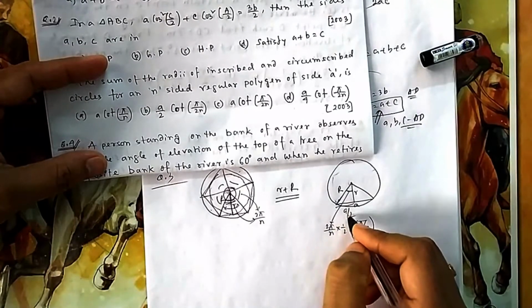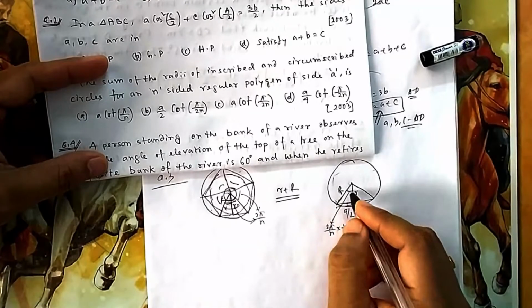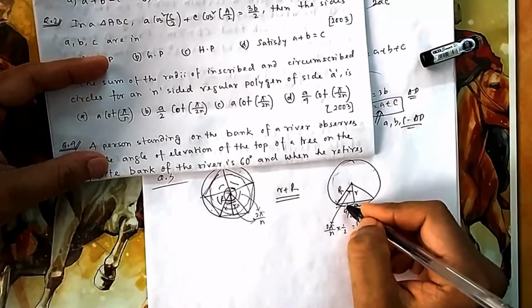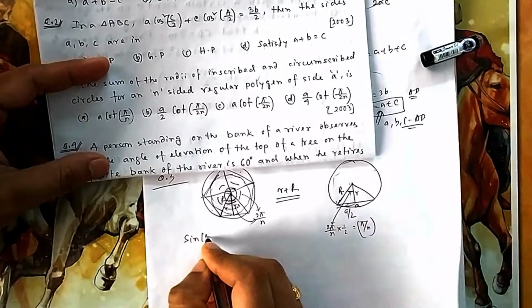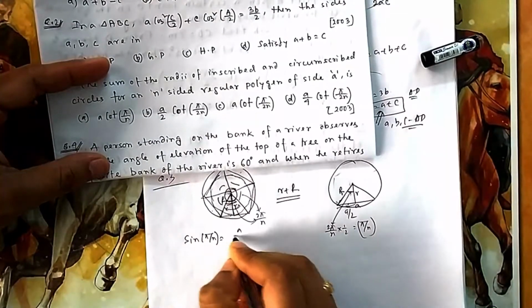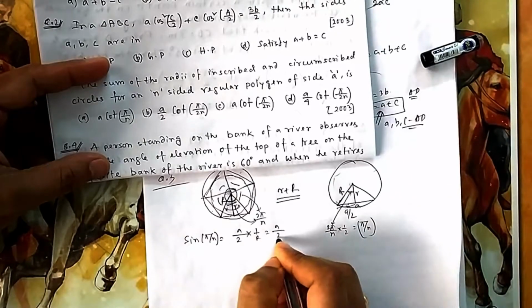So what will be this one? Because I am looking from this side, this is the height, so it will be sine. If I take sine pi by n, it will be A by 2 divided by r, so A by 2r.